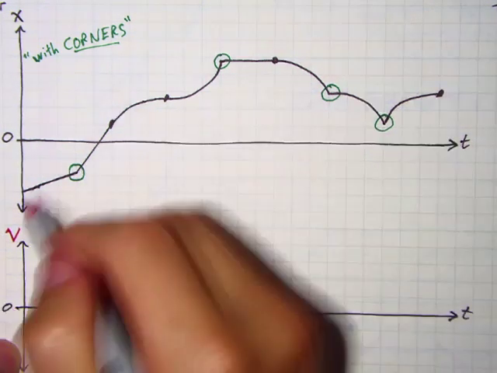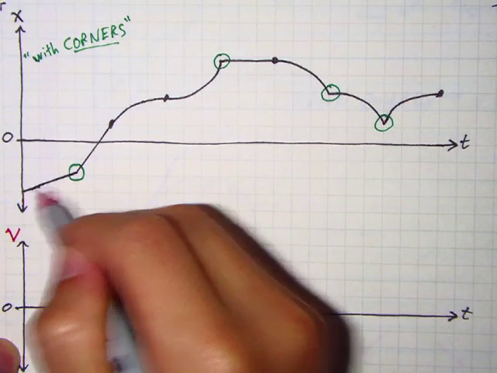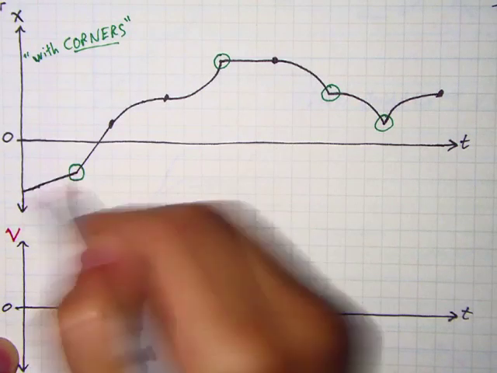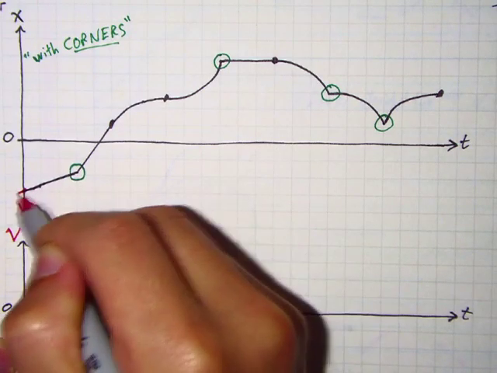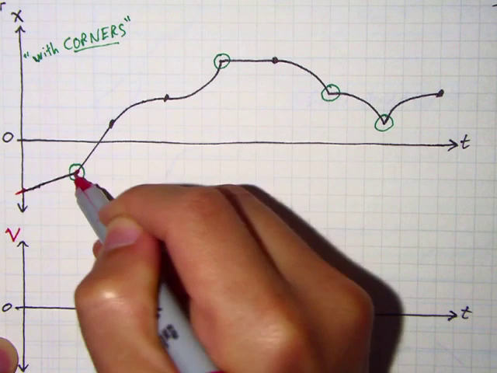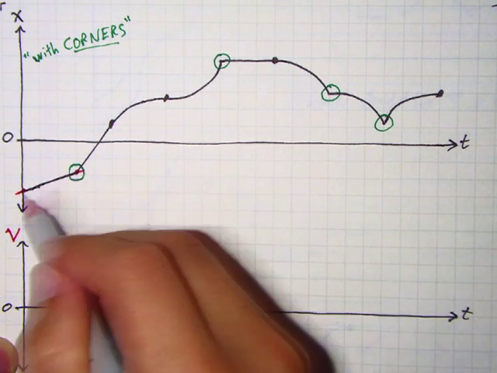Starting from the beginning, on this first segment, it's a straight line, so we've got a constant velocity, positive velocity at the beginning, positive velocity there at the end if we're looking at this segment.